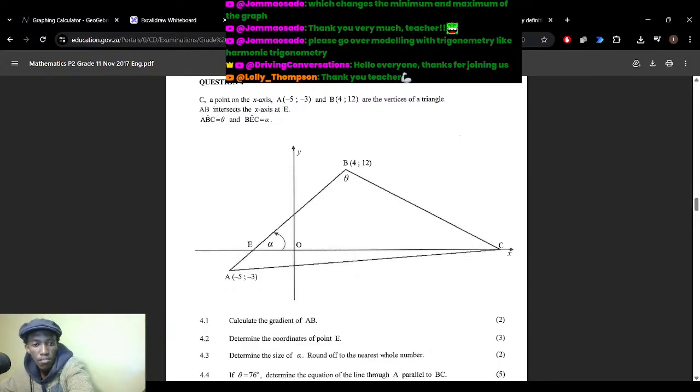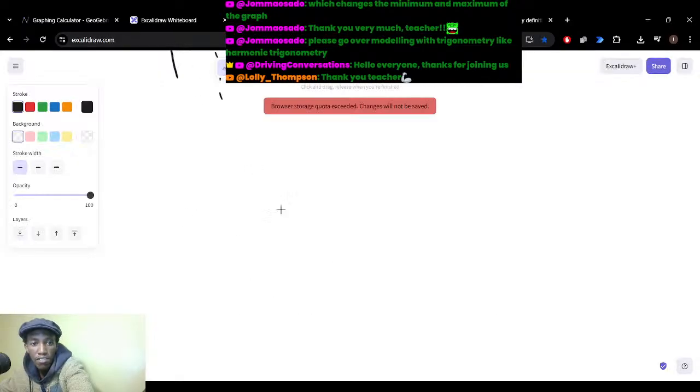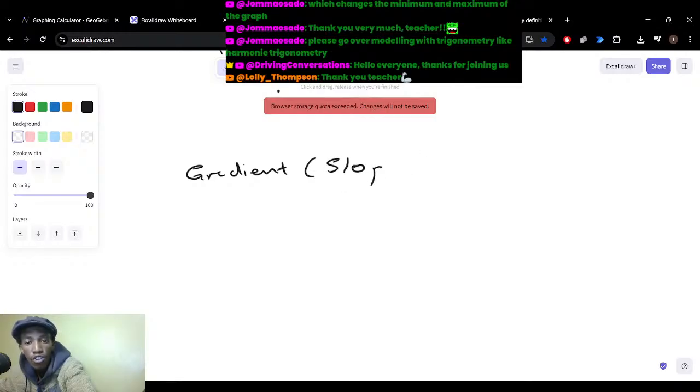So how can we calculate the gradient of AB? So we know the formula of a gradient, right? So a gradient is also called the slope. It's usually represented by the letter m. So in the equation of a straight line, it's like this: y = mx + c, where m is the gradient.